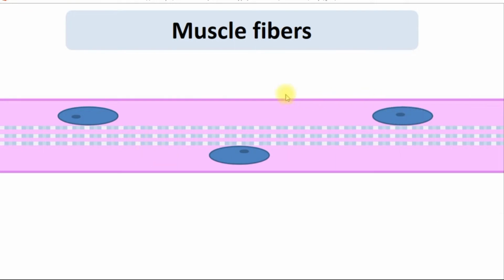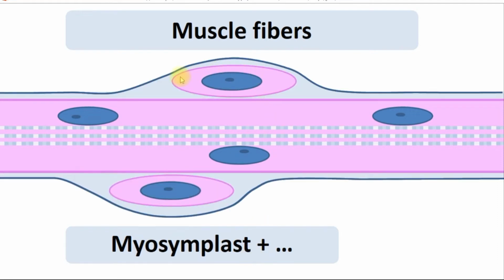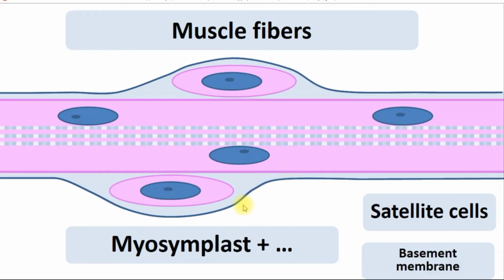So we have muscle fibers. They include myosyncytium. It has sarcolemma, sarcoplasm, numerous nuclei, myofibrils, sarcoplasmic reticulum. But muscle fibers include something else. They also include myosymplast, and also they include myosatellite cells. They are present here, or satellite cells, and also it includes basement membrane. Here you can see satellite cells.